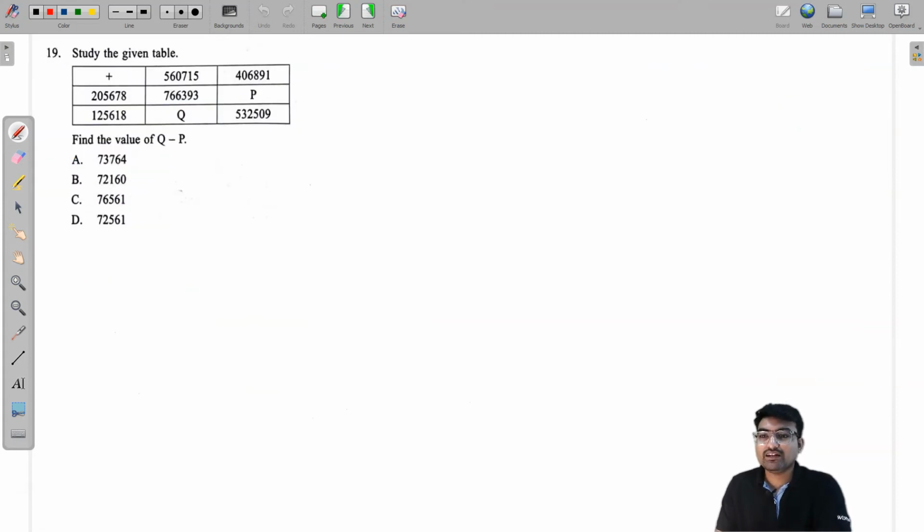Okay, now next question, question number 19. Okay, study the given table and find the value of Q minus P. Okay, see, if we add these two numbers, we'll get this sum. Okay, right? And if we add this number to this number, we should get Q. Okay, just solve that.